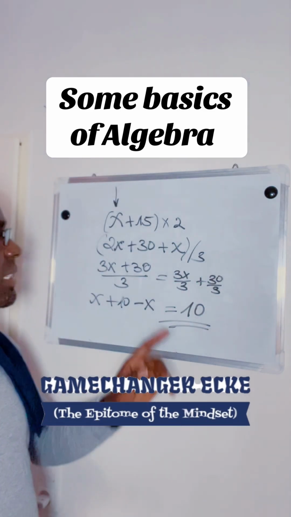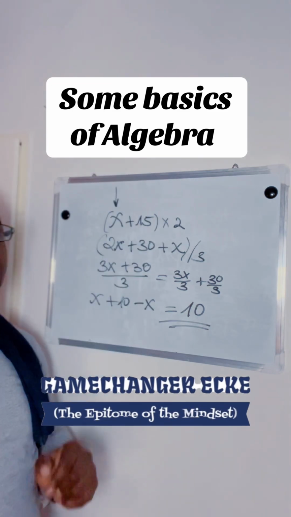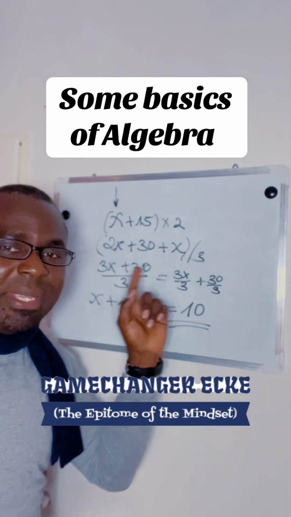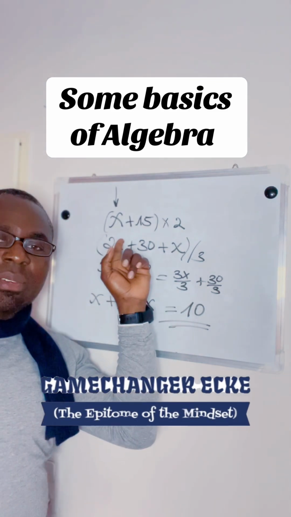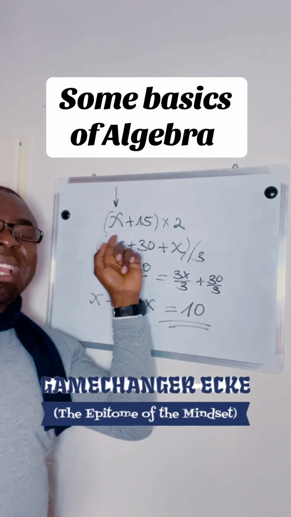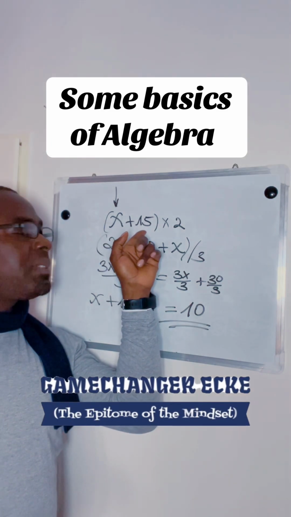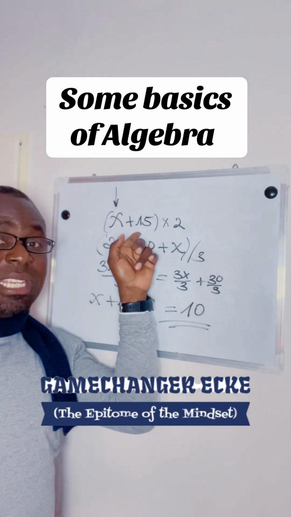So I go back and repeat this. The first thing is that we were asked to think of a number. We assume that number we thought of to be x. They say add 15 to that number, so we say x plus 15.